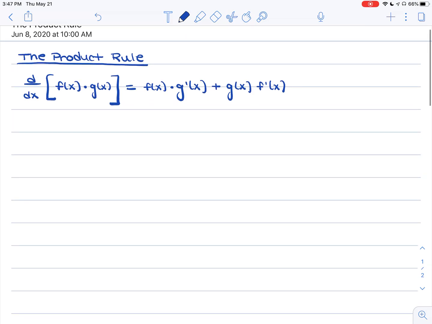So let's go ahead and just take a look at a couple quick examples here. All right, so I'm going to keep this video short today, but there's a few more examples beyond what I'm going to show you in the notes that I posted on Blackboard. So we're just going to find the derivative of each function.